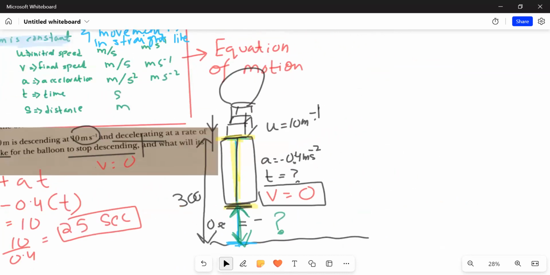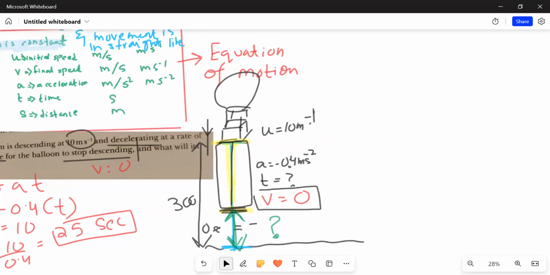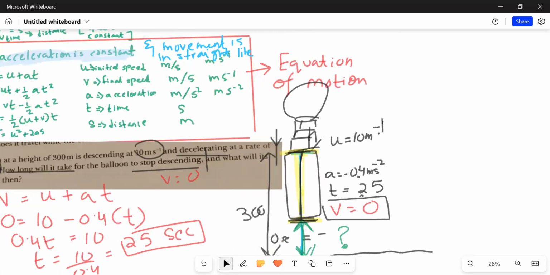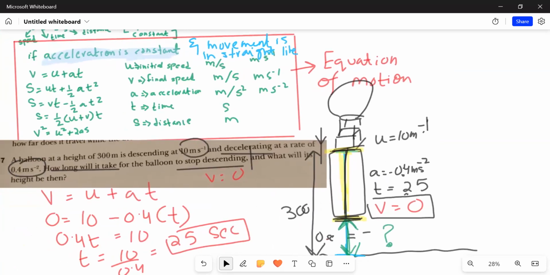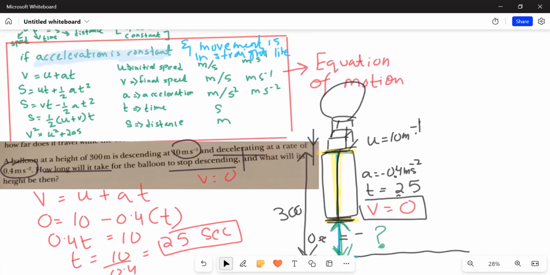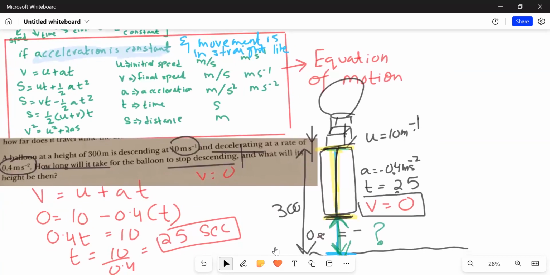So let's see. Now we also have the time, so you can also add that here. Time is 25. How much distance has elapsed in this region? We can use more than one formula because now we have four parameters. So I need a formula that gives me the distance. I could use something that has u, a, t in it, and could also have v in it, and gives us s.